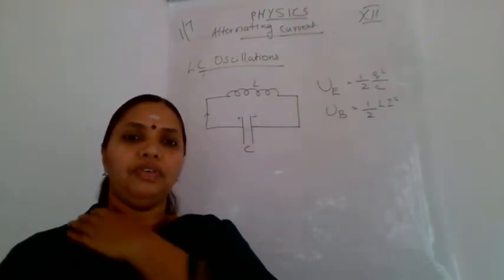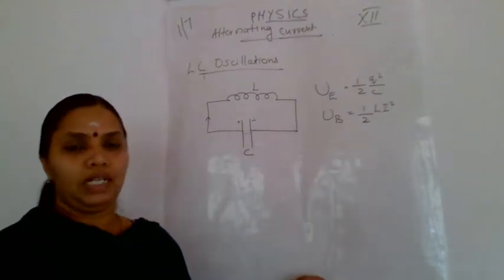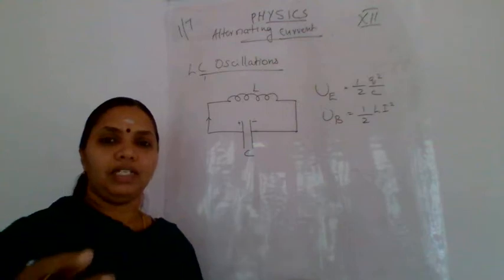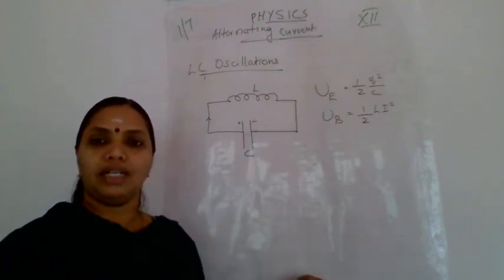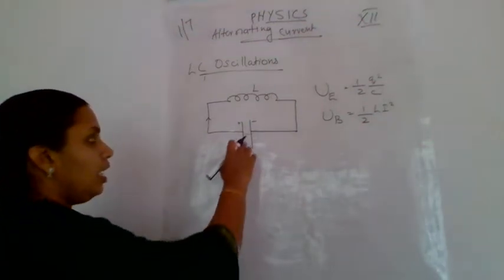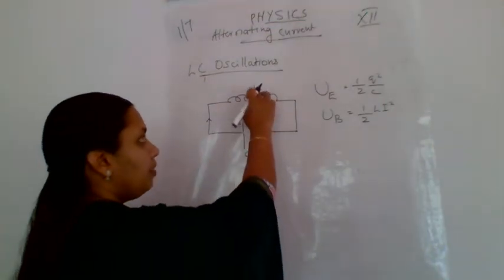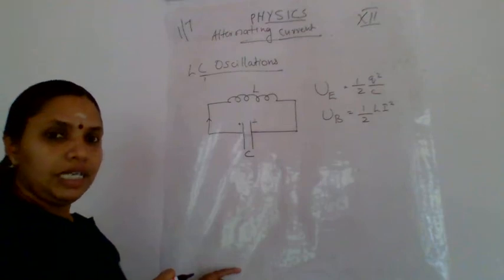So first we go for the qualitative explanation for this LC oscillation. Then we will go for the mathematical explanation. Then we will compare this LC oscillation, that is electrical oscillation, with the mechanical oscillation. So this is the LC circuit. It consists of an inductor of inductance L and a capacitor of capacitance C.